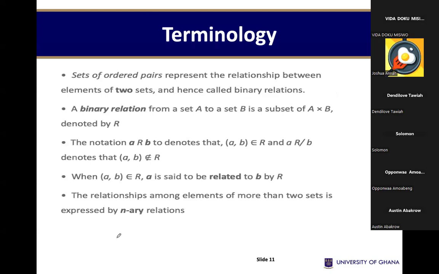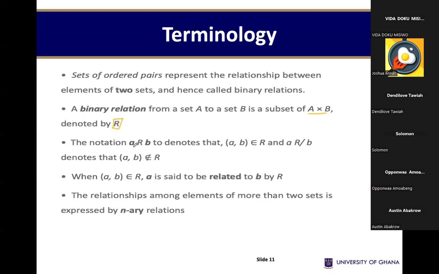Let's go ahead and look at some terminology. A set of ordered pairs represents the relationship between elements of two sets, and hence we call it a binary relation. Normally a binary relation from a set A to a set B is a subset of the Cartesian product of A and B, which is normally denoted by R, right? And that is where our focus should be, binary relations, looking at two sets.